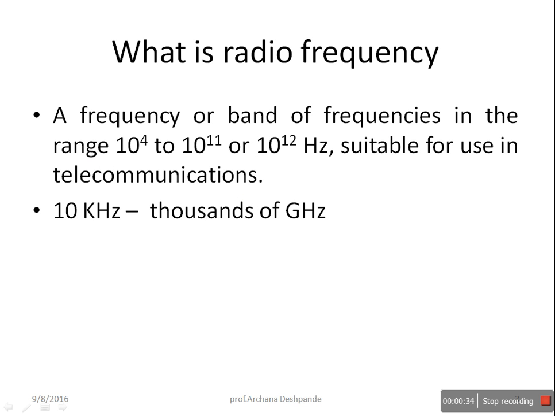So let us start with what is RF. RF stands for radio frequency, and a frequency or a band of frequencies in the range of 10 raised to 4 to 10 raised to 11 or 12 hertz is called a radio frequency. So the frequency band is from 10 kilohertz to thousands of gigahertz, and it is more suitable for telecommunication.